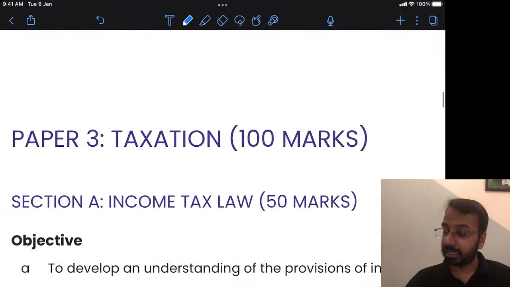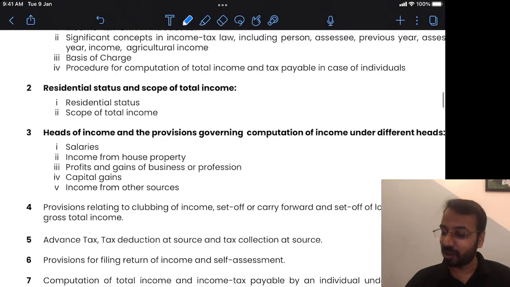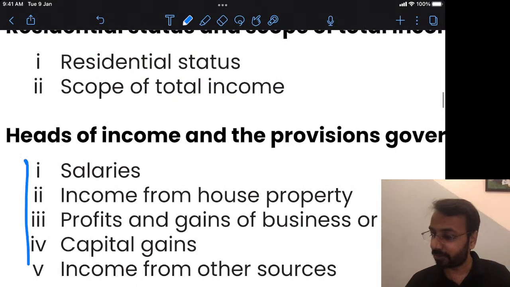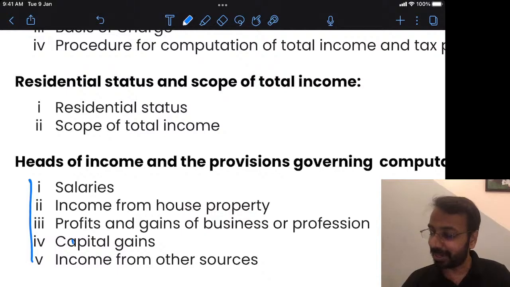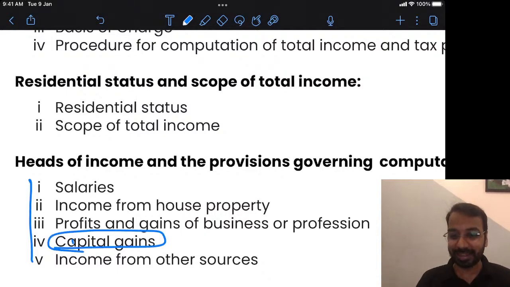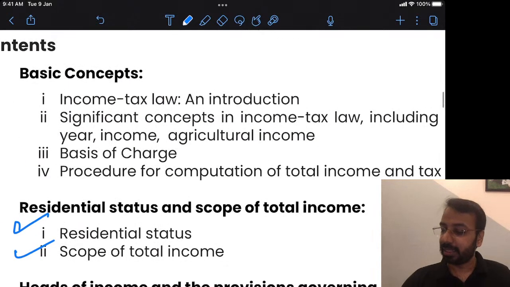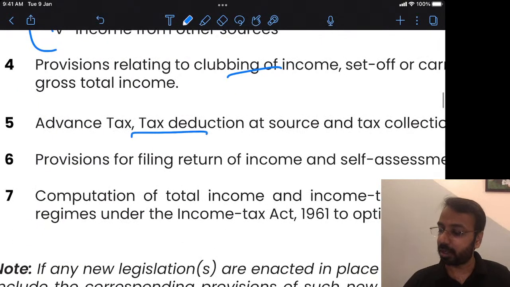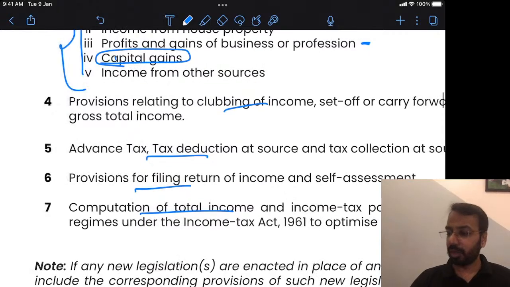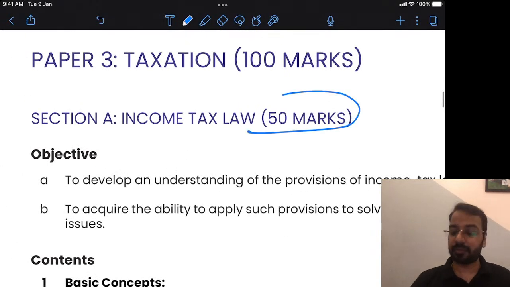Then taxation. First time when I saw taxation, I felt happy that only the rates they have updated here. So there is a separate syllabus announcement where capital gains was seen somewhere here. I was thinking they had not announced, but yes, there are 5 heads of income, residential status, scope of income, right? Then clubbing of income is there, TDS is there, return filing, computation of total income, all of those things are there. So everything remains as it is. It becomes a 50 mark paper instead of a 60 mark paper.